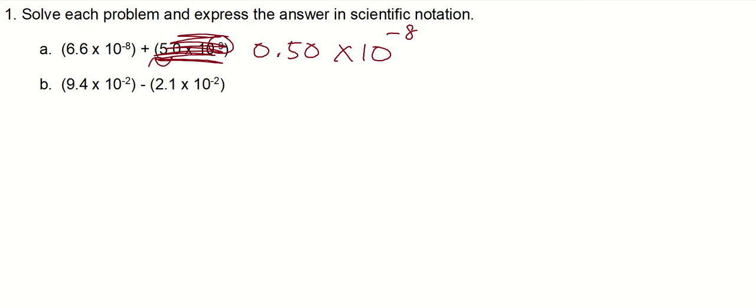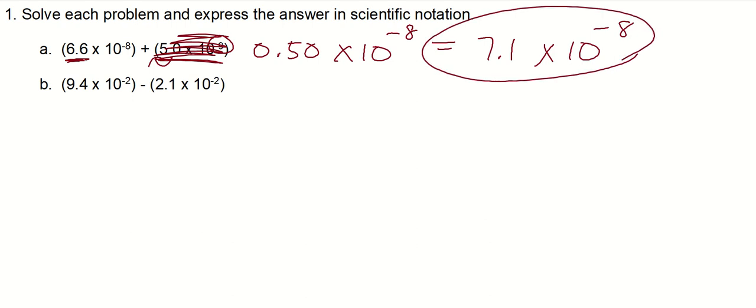All right, so now we can go ahead and add now that our exponents are the same. Okay, so let's do that. 6.6 plus 0.5 is 7.1. We're not going to carry that 0 over because this number doesn't have that precision. Remember, your answer can't be more precise than the least precise measurement. So we're going to times 10 to the -8, and that's going to be your answer to A.